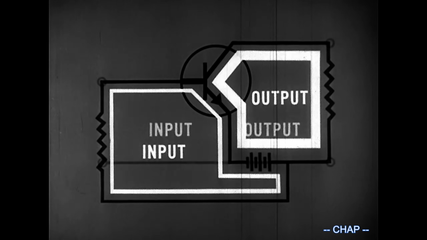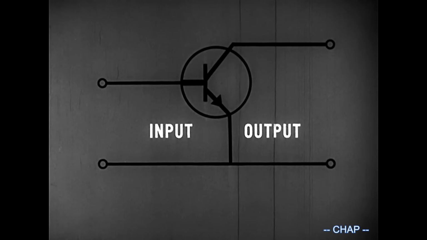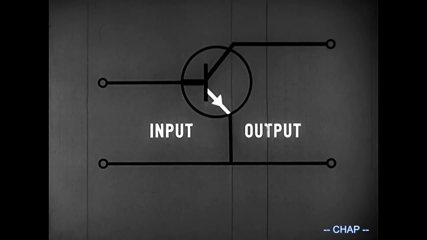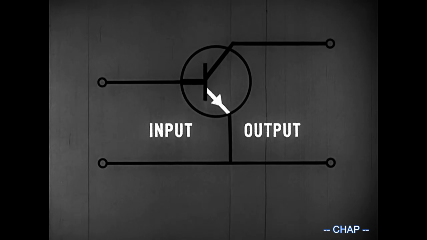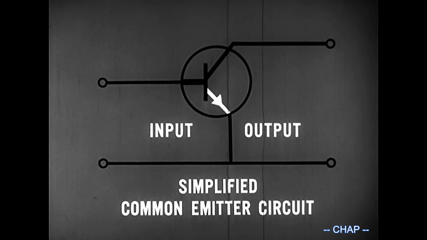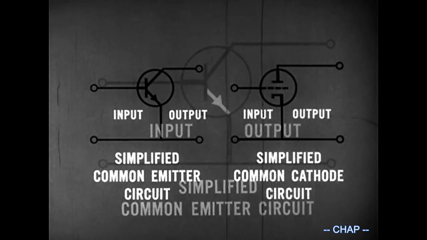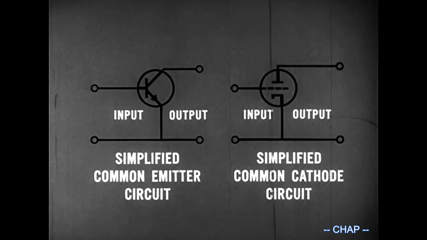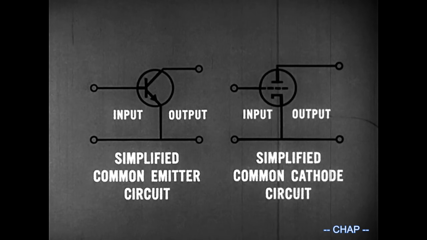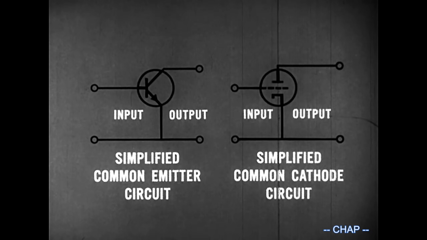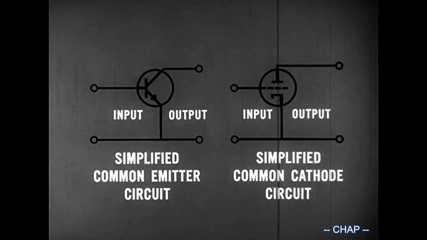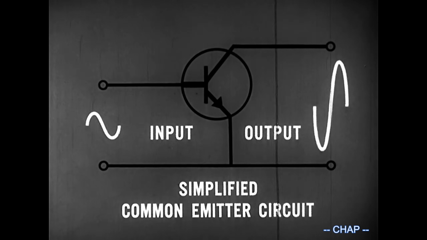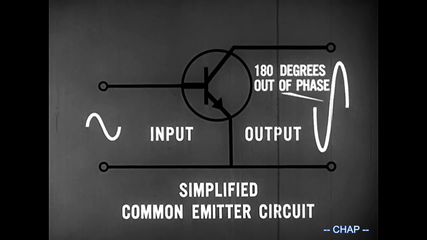To simplify the picture, we'll eliminate the various other components which we know are part of the circuit. Note that of the three elements of the transistor, only the emitter is common to both the input and output circuits. This is a common emitter circuit. The common emitter circuit is the one most seen in transistor circuits, just as the common cathode circuit is the one most seen in vacuum tube circuits. One important thing to remember about the common emitter circuit is that it provides an amplified signal that is 180 degrees out of phase with the input signal.